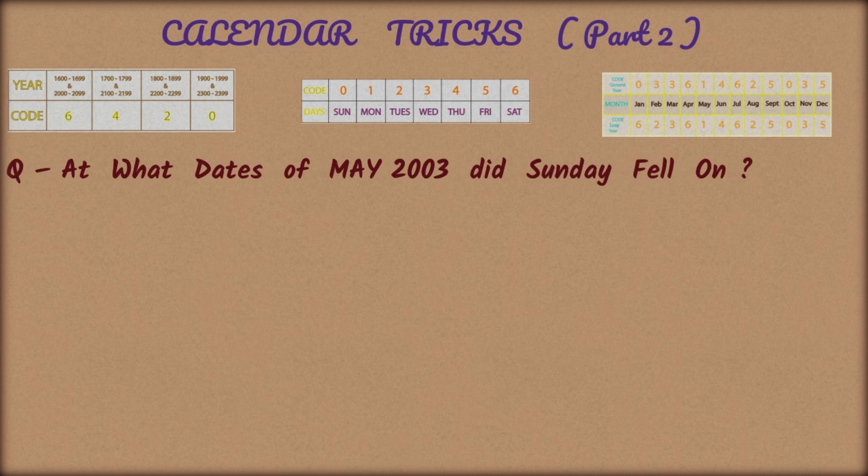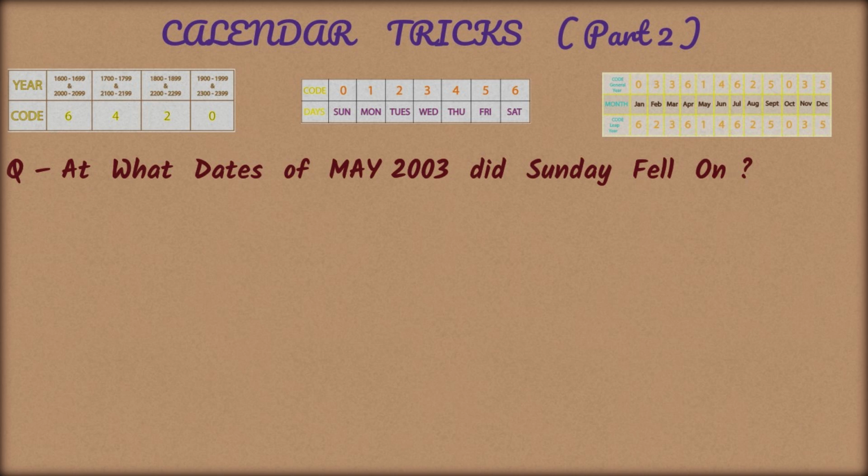Here we go. Let's try to figure out on what dates of May 2003 Sunday fell. Pause the video if you want to give it a try by yourself. The rest of you, continue with the video. First, let's have these tables for reference, as this would make our work even easier. Now, in this question, we haven't been given any specific date.